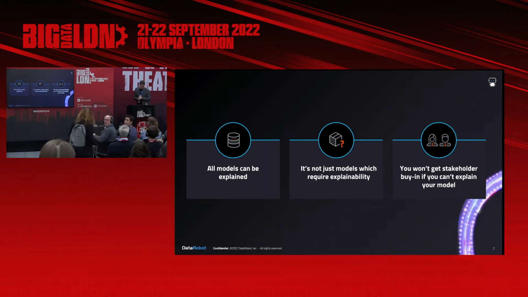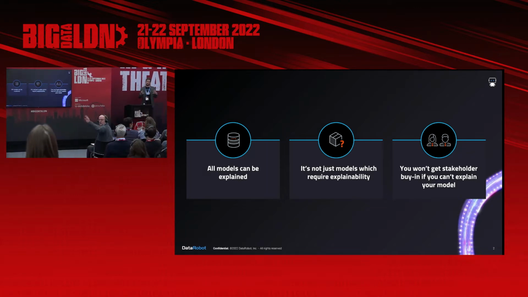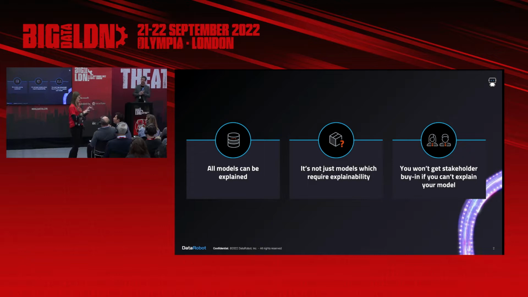The second thing is that people tend to get sucked into just thinking about models when we talk about explainability. But actually we're here to talk about the wider picture. And lastly, hopefully this is obvious to most folks, but unless you can hold your own and convince your business stakeholders about what your model is doing, it is very unlikely that that model is going to be deployed in production and generate business value.